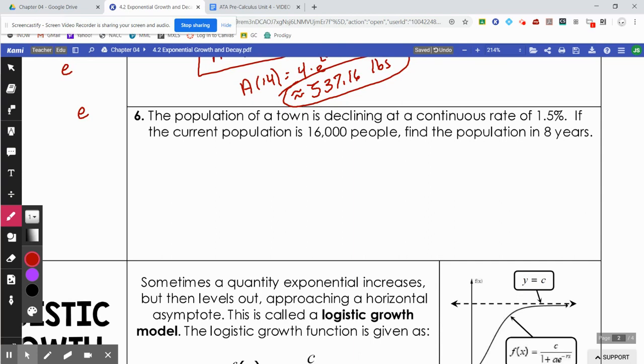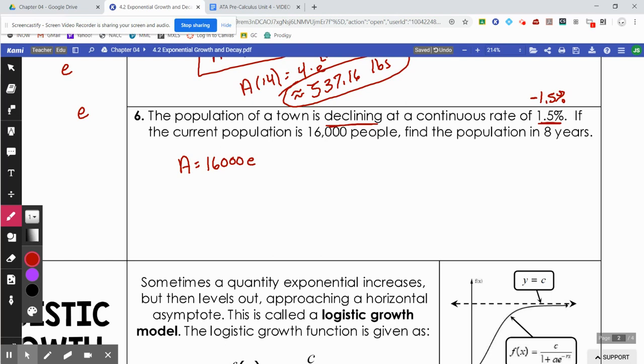The population of a town is declining. So therefore we're decreasing at a rate of 1.5%. So that's going to be a negative 1.5%. Very important that you understand it's negative. Current population. Okay, this is an A-P-E-R-T problem. We're starting with 16,000 people.